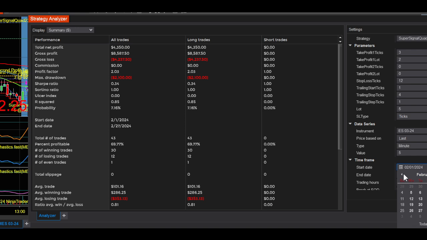So let's just see. If we go back to the beginning of the year, that's a lot of data. That's a good test right there. I don't like to go out crazy, because the markets go into different phases. So it was 69%, 43 trades.